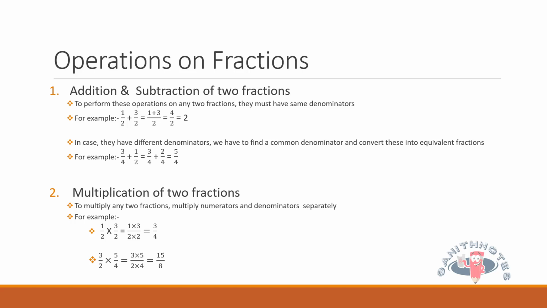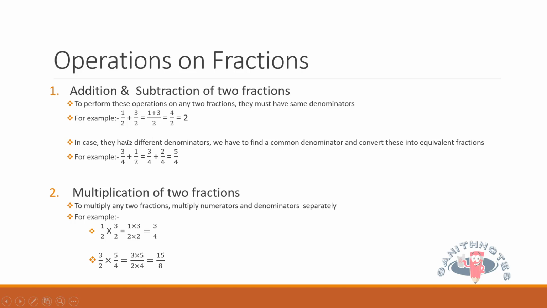common for those fractions. For example, if you have 1 by 2 and 3 by 2 and you are supposed to add these two fractions, you have to see whether both the fractions have the same denominator or not. If they have the same denominator, then you can add up the numerators, which gives you the answer. So 1 by 2 plus 3 by 2 is equal to 1 plus 3, the sum of the numerators, divided by the common denominator, which is 2, which is equal to 4 divided by 2. If you cancel 2 from both the numerator and the denominator, since 2 is common between them, we will get the answer as 2.